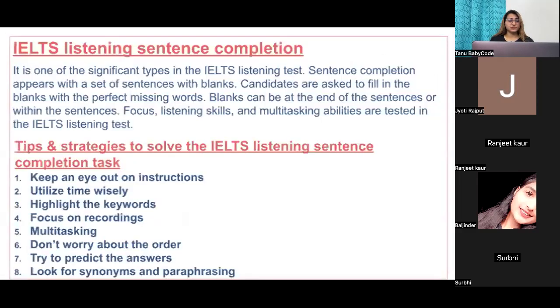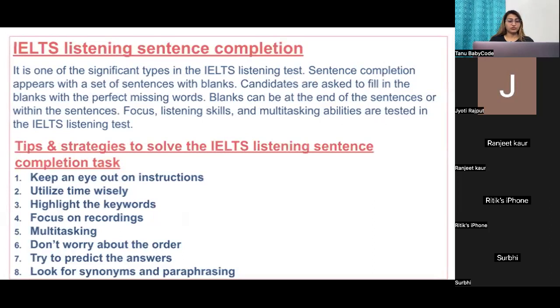Now let's see sentence completion questions. So sentence completion questions are also like fill in the blanks, जिसमें आपको set of sentences दिए होते हैं blanks के साथ और आपको क्या करना है, missing words को find out करना है. Blanks can be at the end of sentence also or within the sentence भी हो सकते हैं, at the end भी हो सकते हैं. So focus कि आपको listening skills अपनी improve करनी है. When you are listening, you have to keep in mind, you have to focus on your questions also and your audio also, right? Now let's see some of the tips and strategy.